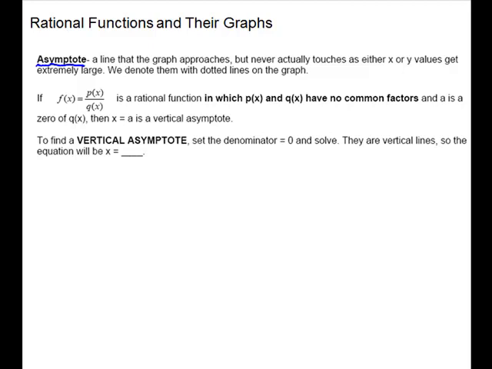So if our function is a rational function in which p of x and q of x have no common factors, so they have nothing you can divide out, and if a is a 0 of q of x, all right, so in our domain that's something we would throw away, then x equals a is a vertical asymptote. So these pieces that are zeros of the denominator that we would throw out of the domain, that's where the graph is going to blow up. So these will be our vertical asymptotes, and they will be of the form x equals a.